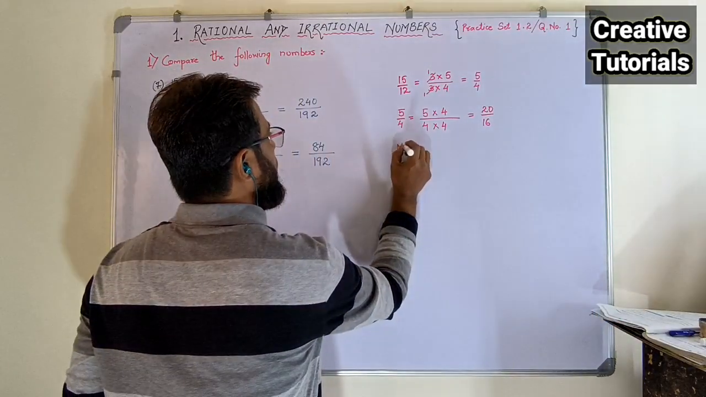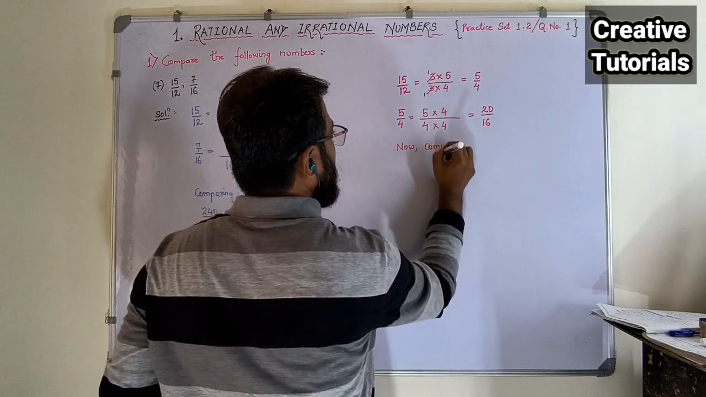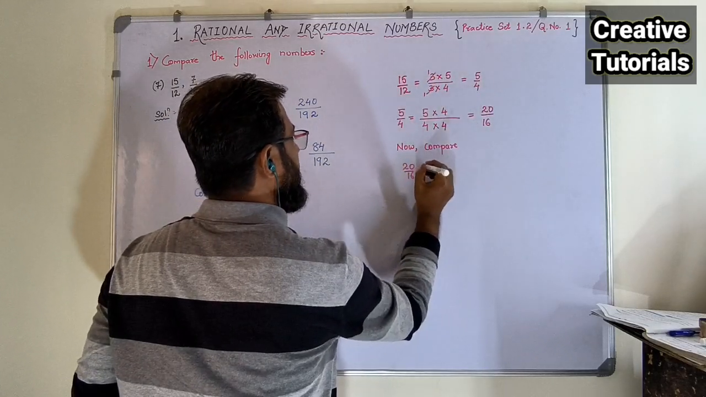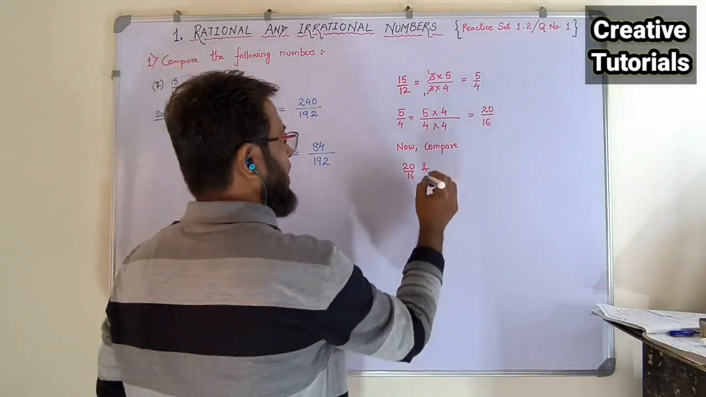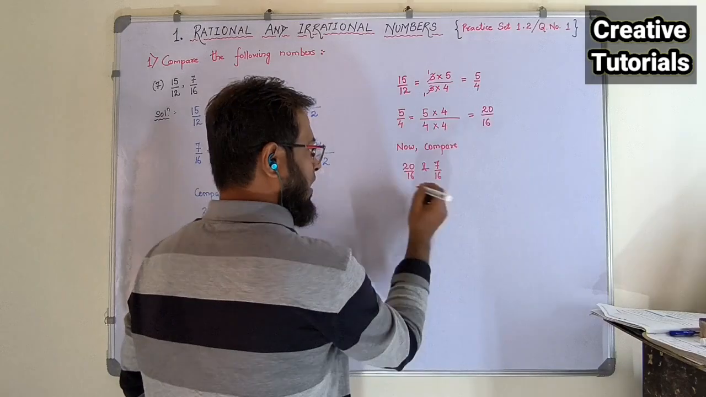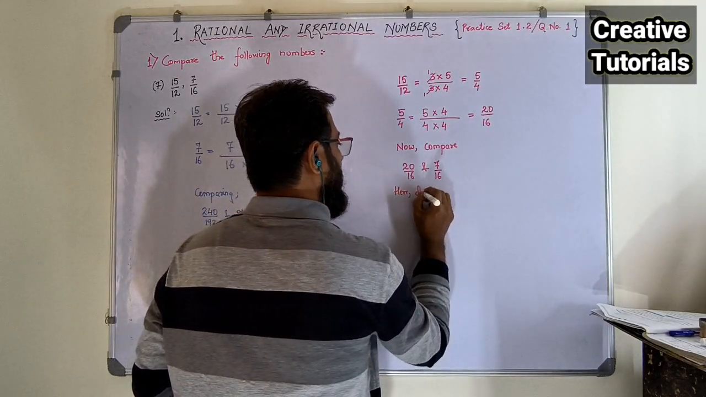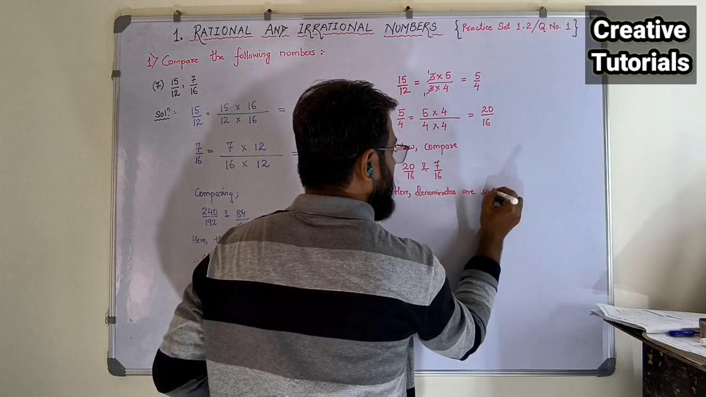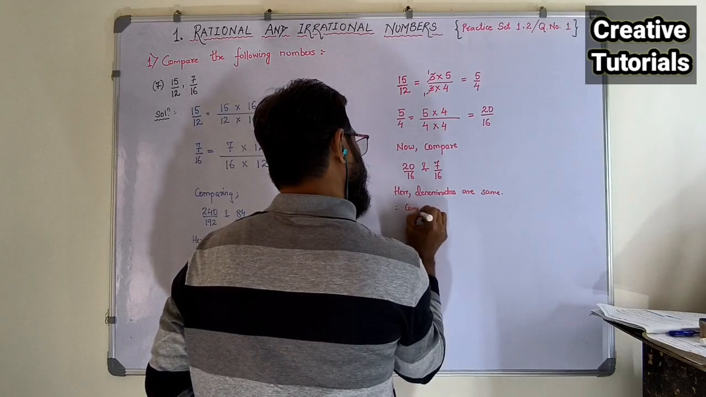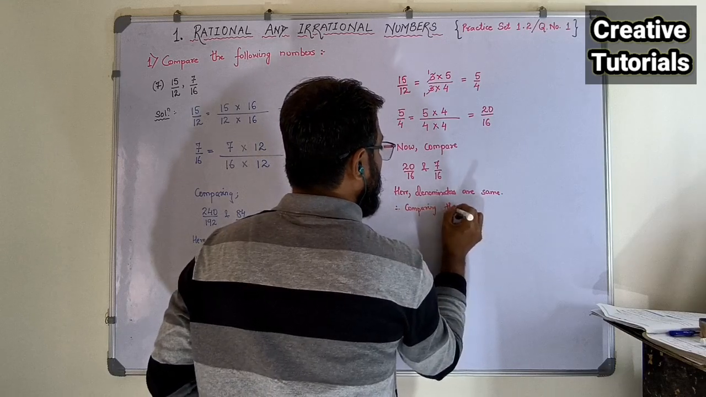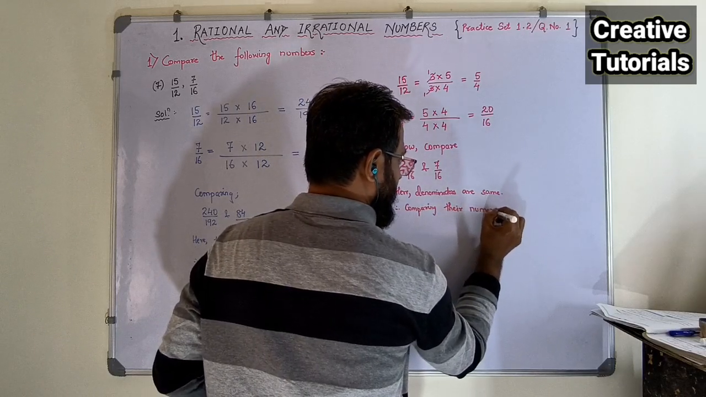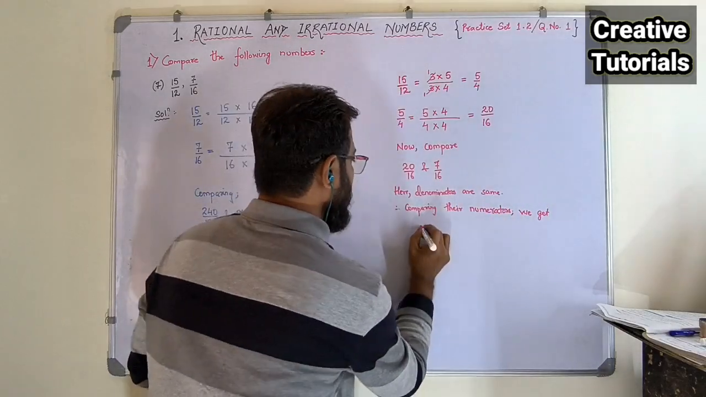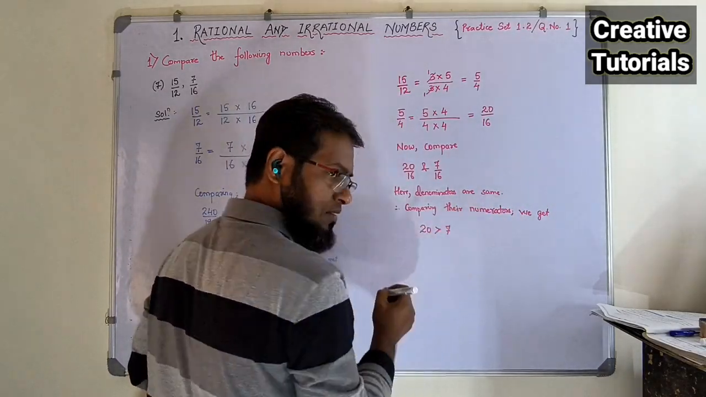So now compare. This one came out to be 20 upon 16 and my second fraction is given to me as 7 upon 16, correct? Now you see here denominators are same. Therefore, comparing here numerators, we get what? 20 is greater than 7.